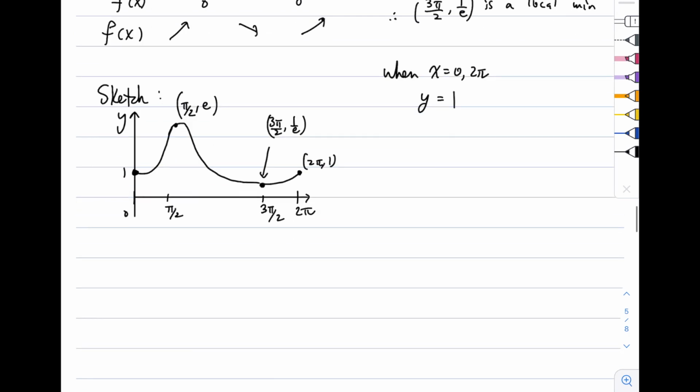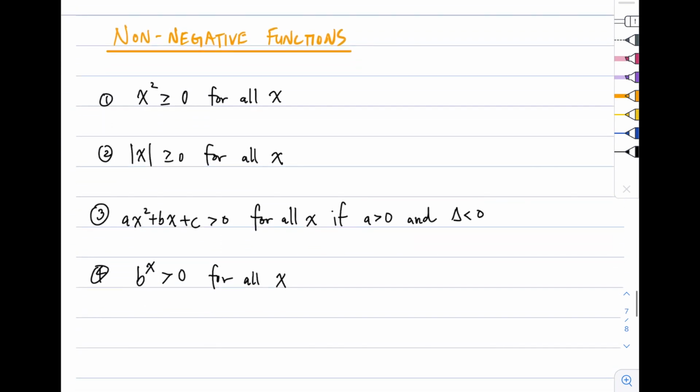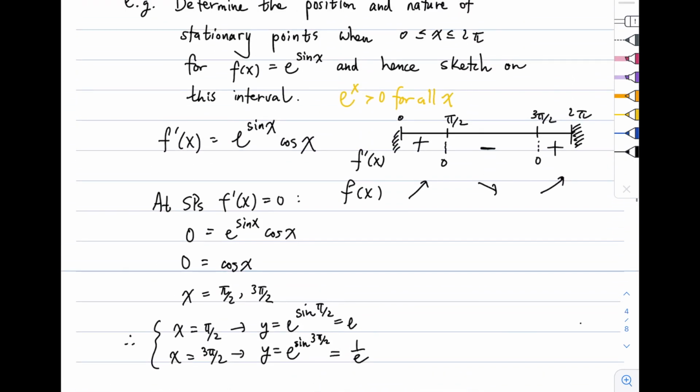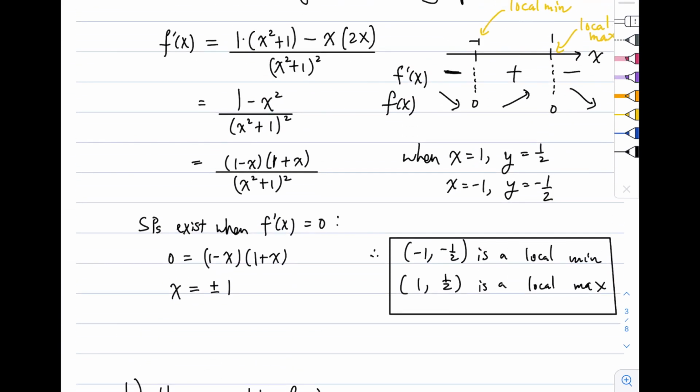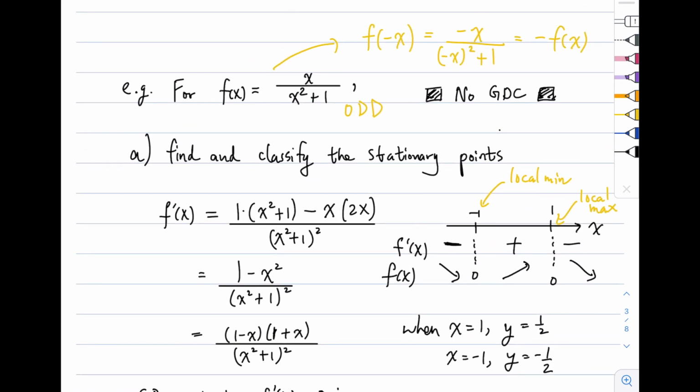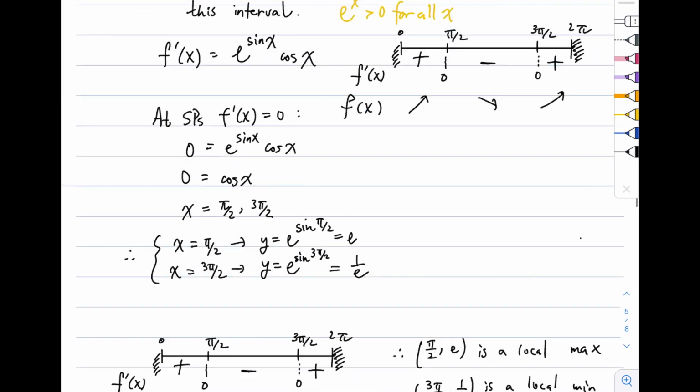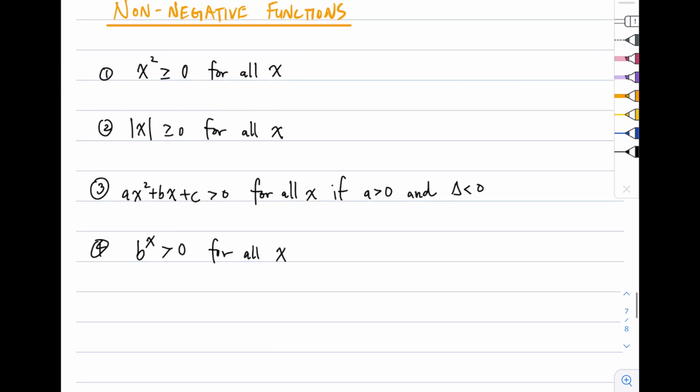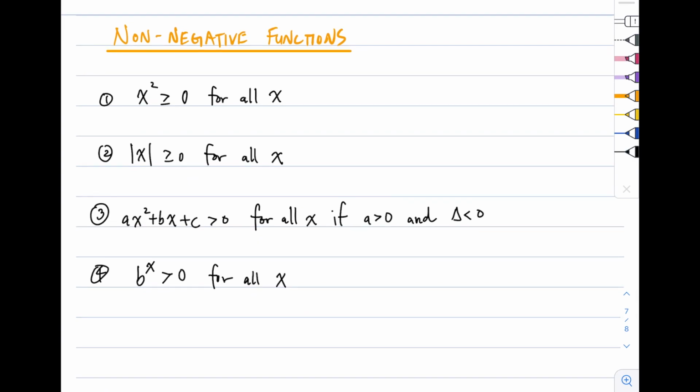Last thing we're going to do is I'm going to give you some tips. This concept comes up over and over again: functions that are non-negative, so functions that are either positive or zero, and you need to be able to recognize them. Examples of that were here, I recognized that e to the power of sine x was positive, and here, I recognized that x squared plus 1 was always positive. Here are some functions that are always positive, or non-negative, I should say. x squared is always bigger than or equal to 0 for all x.